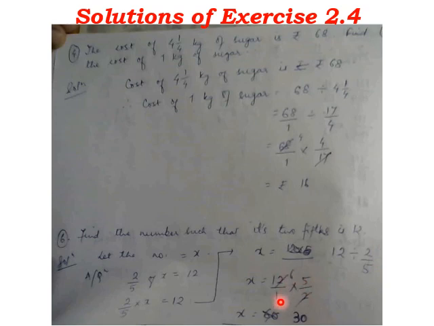12 can be written as 12 by 1, changing the division sign to multiplication sign and reciprocating the fraction. So 12 by 1 into 5 by 2. On simplifying, the answer is 30.